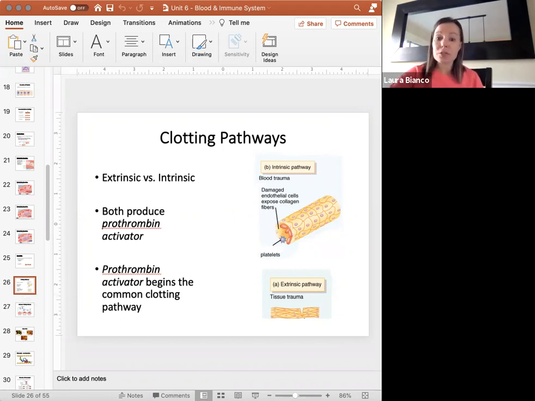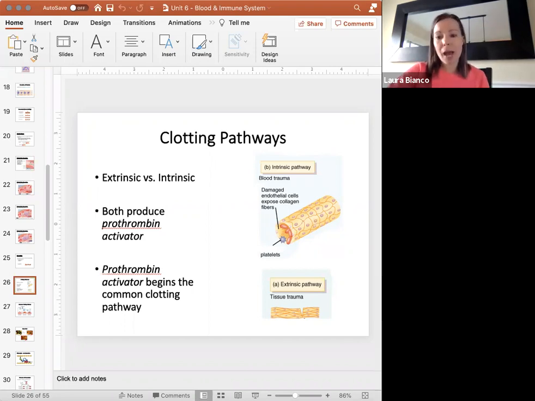With the intrinsic pathway, that's generally the result of a really minor injury to a blood vessel wall. And it occurs exactly the way that I just described. When you have an injury to the blood vessel wall, the negative collagen fibers are exposed now, and platelets, which are positively charged, are attracted to the negatively charged collagen fibers. They form the platelet plug, and that's how that process works. It's a little bit slower than the extrinsic pathway because it involves more steps.